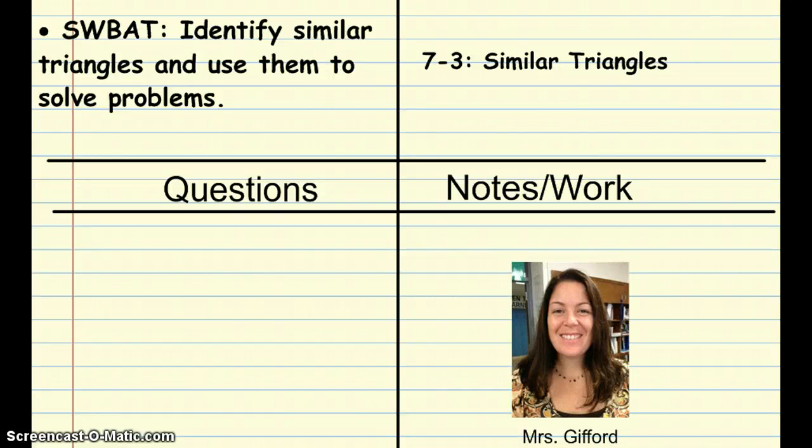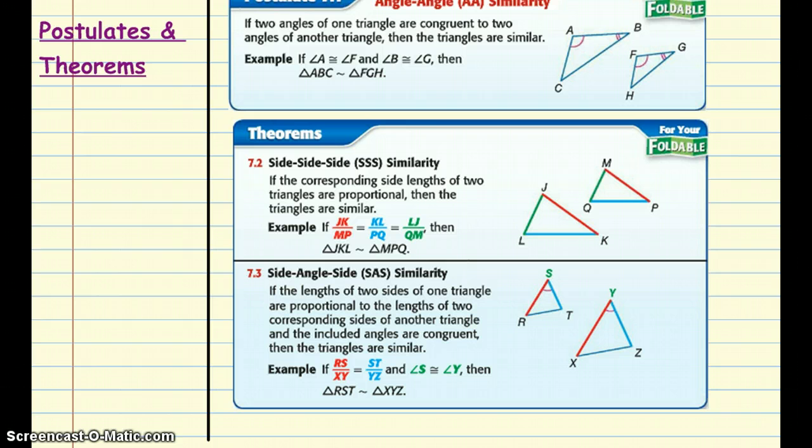Today we're going to do section 7.3 about similar triangles. After today's lesson, you're going to be able to identify similar triangles and use them to solve problems. So let's take a look here at some postulates and theorems. The first one is angle-angle similarity.